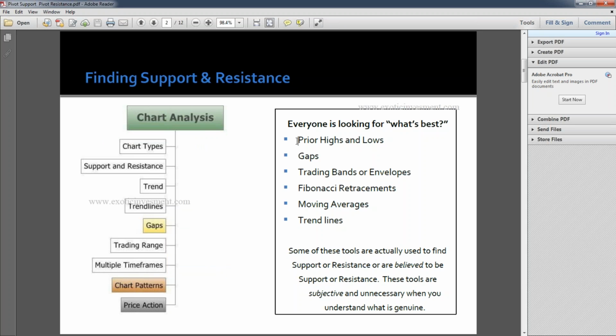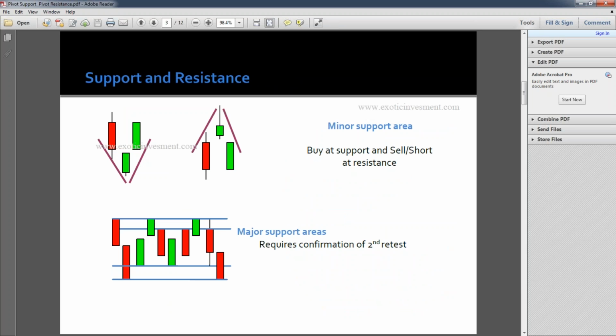So, out of all these, what you think is genuine is what you have to find out. You have to find out your own strategy. What works best for you is what you have to find out.